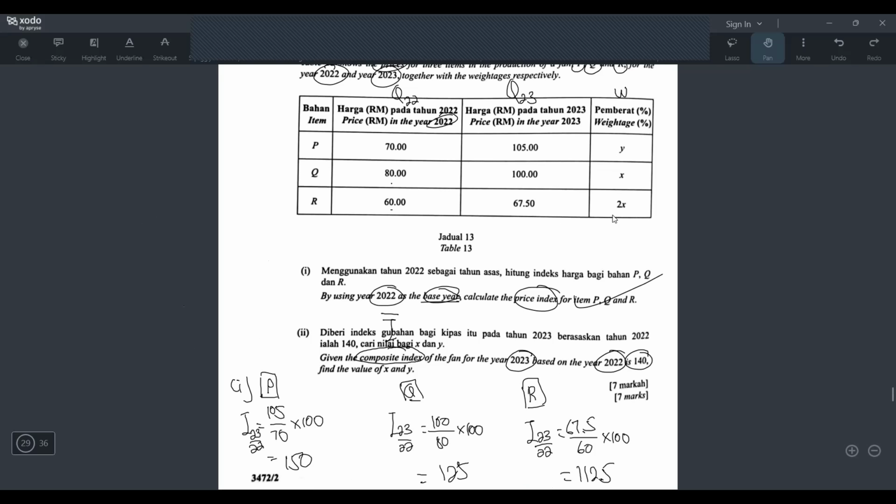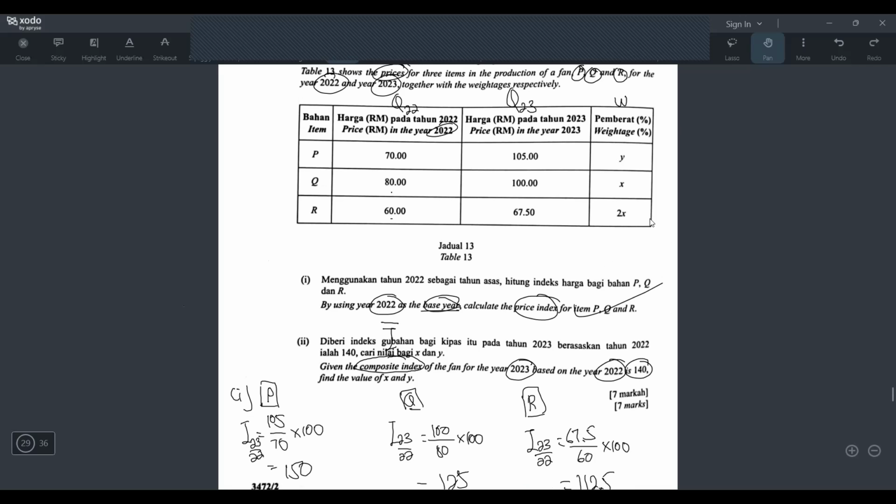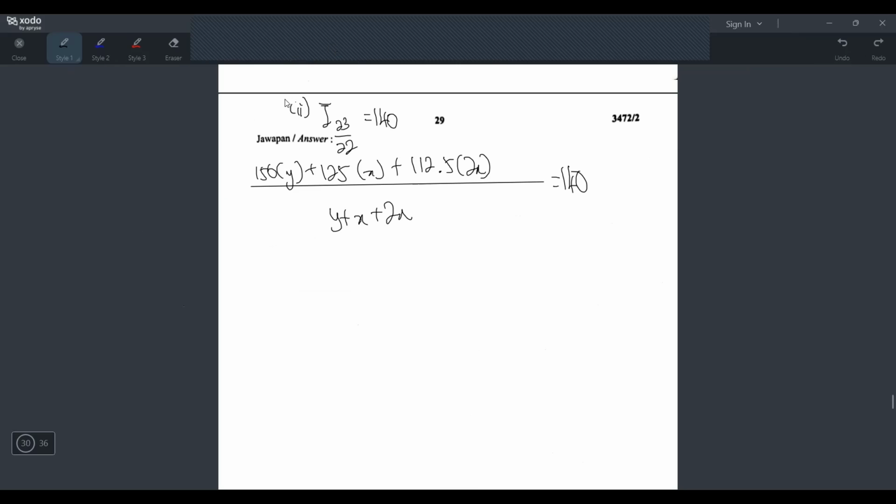This weightage is in percent. It means the total here will be 100. All right, it means the other equation is y plus x plus 2x equals 100, and then you do simultaneous later. But it's okay, let's simplify this equation first. But I already know I cannot find my x and y by using this equation alone. It's just not possible because got x, got y, two unknowns here.